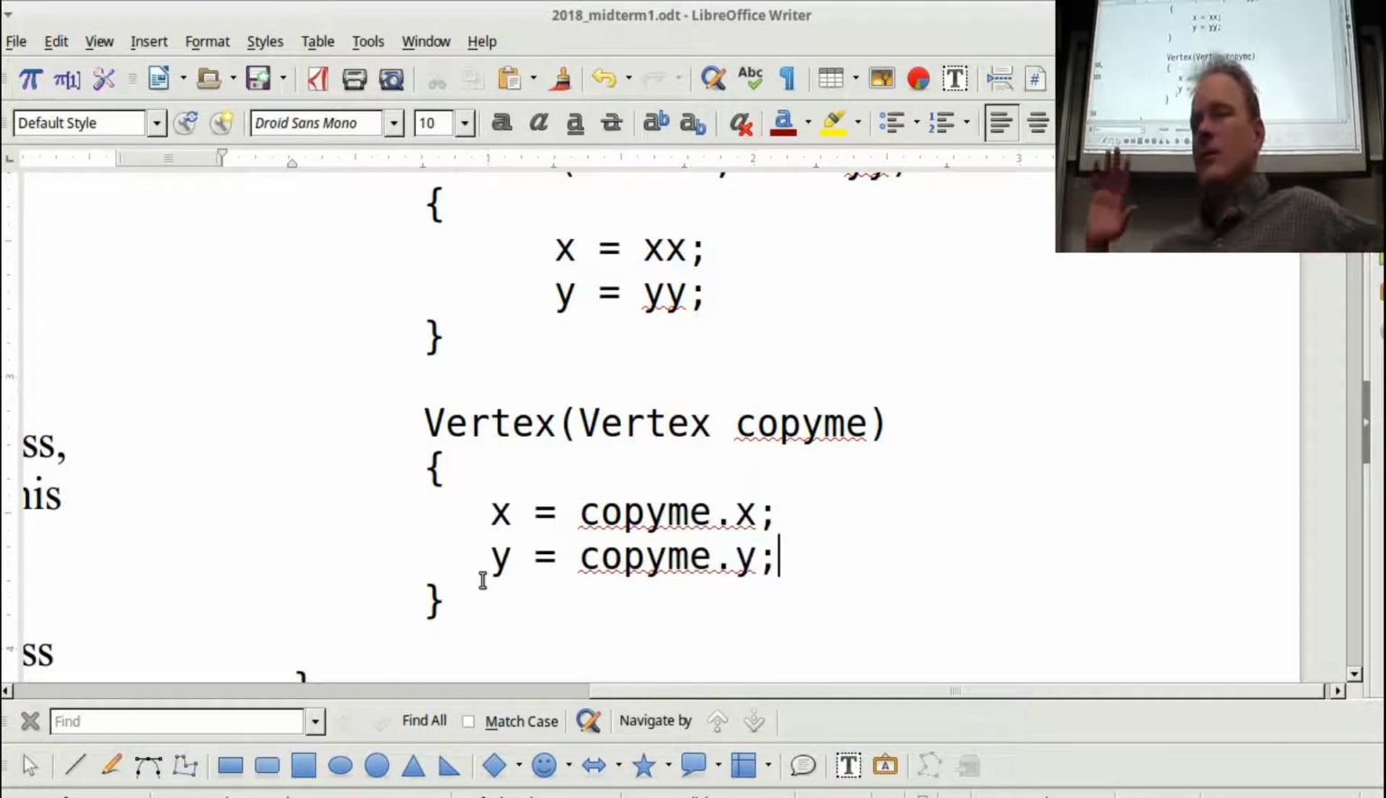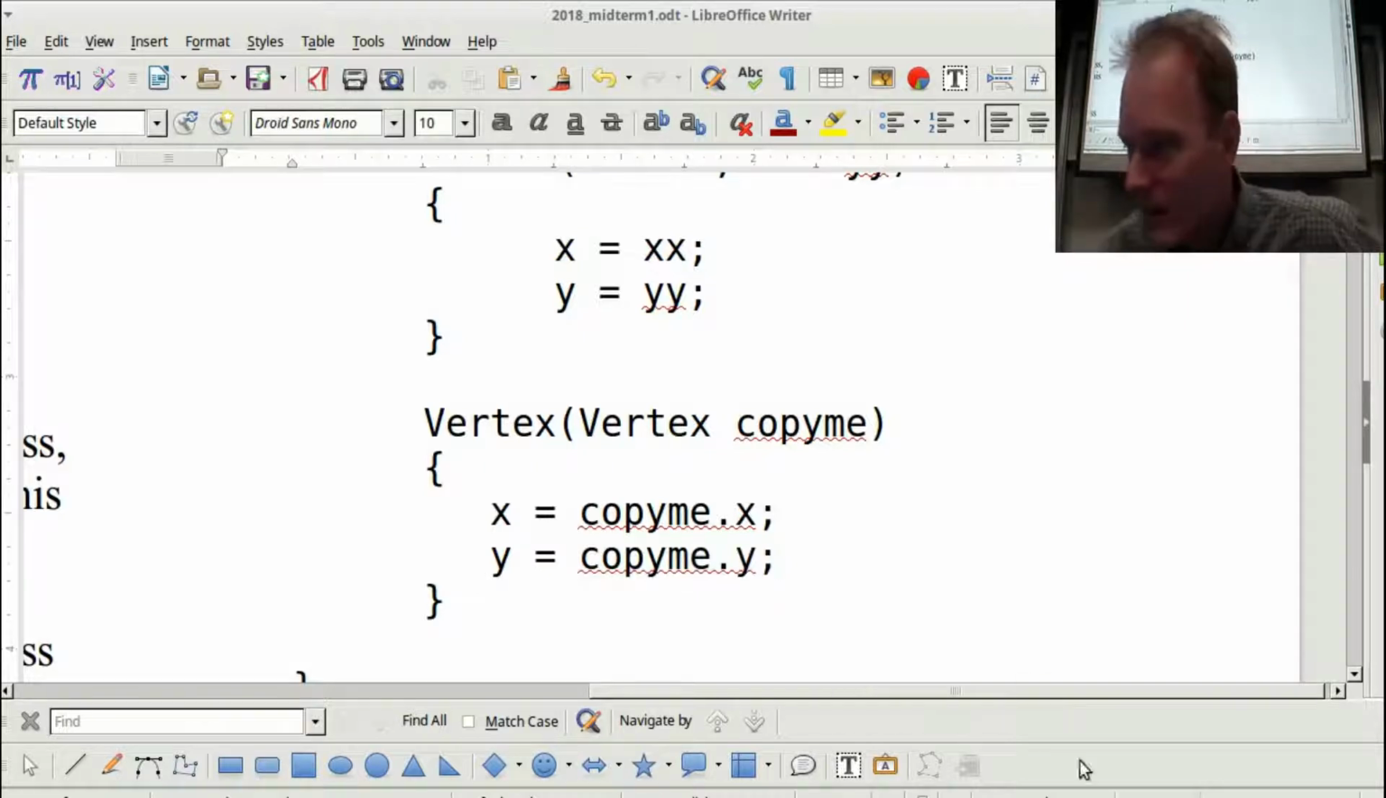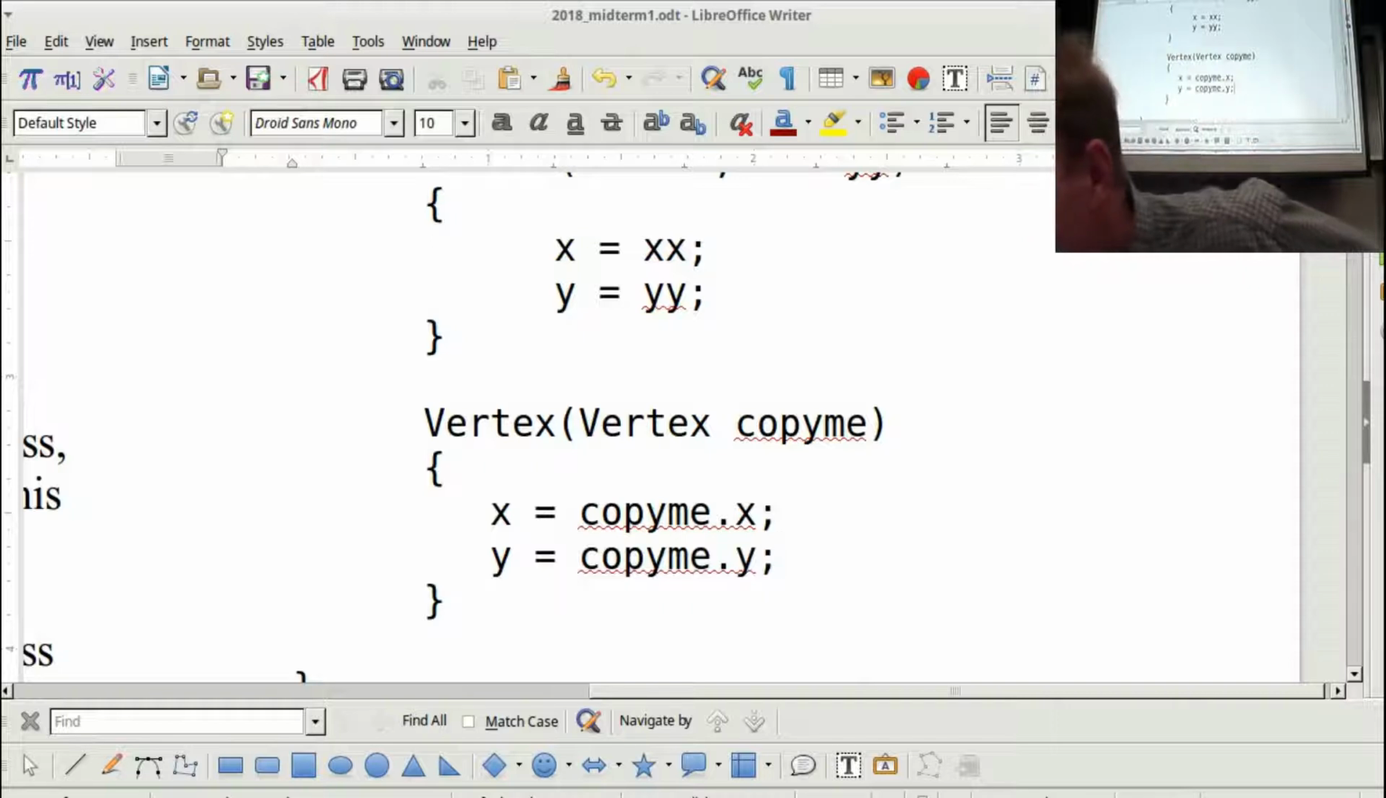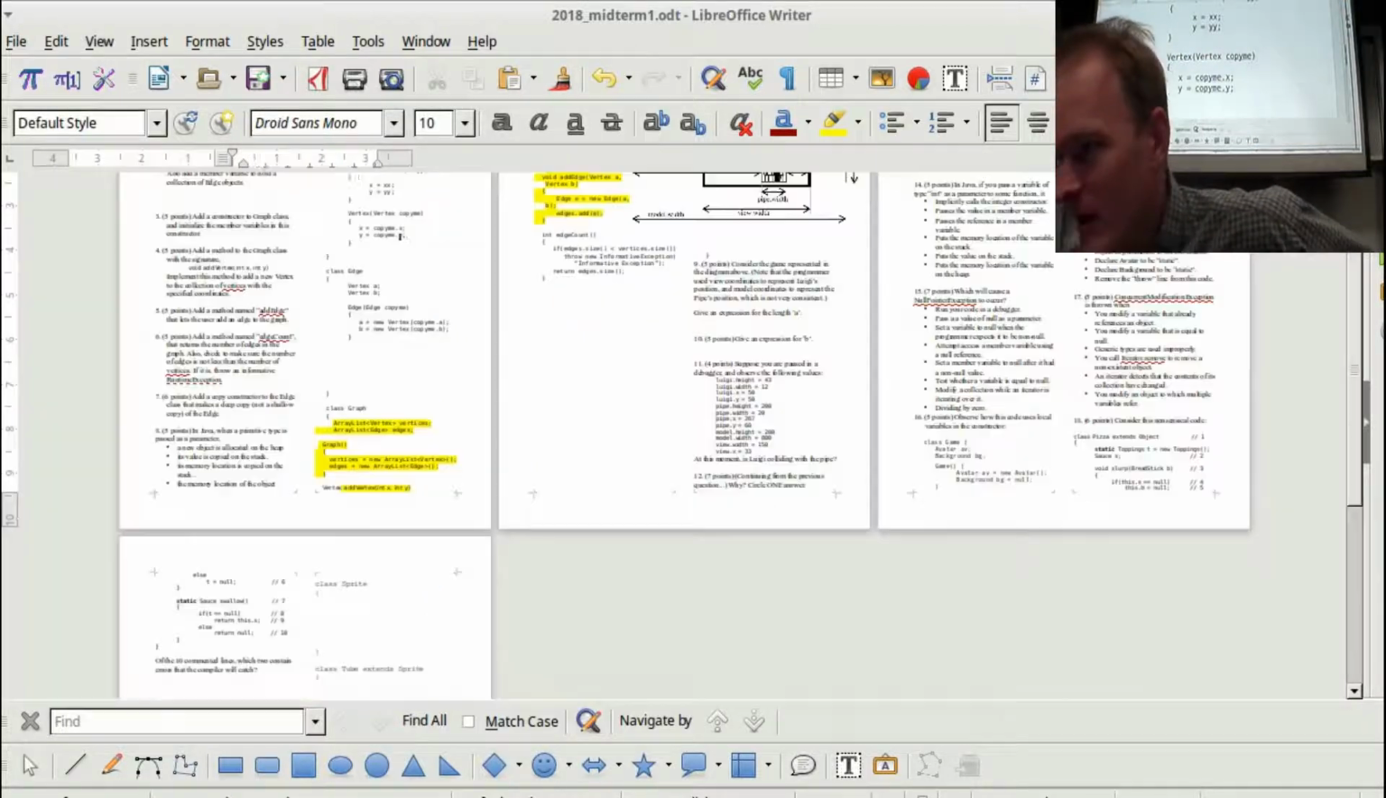Now, wait a minute, you say. Isn't this a shallow copy? Isn't this exactly what I told you not to do in the edge class? What do you have to say about that? X and Y are primitive types. Yep, and that is the great insight of deep copy.